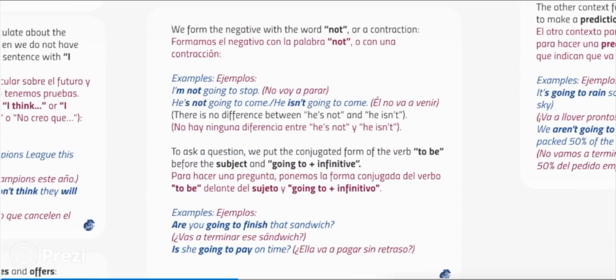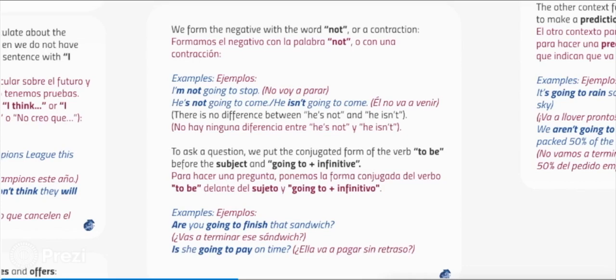We form the negative with the word not or a contraction. Examples: I'm not going to stop. He's not going to come. He isn't going to come. There is no difference between he's not and he isn't.